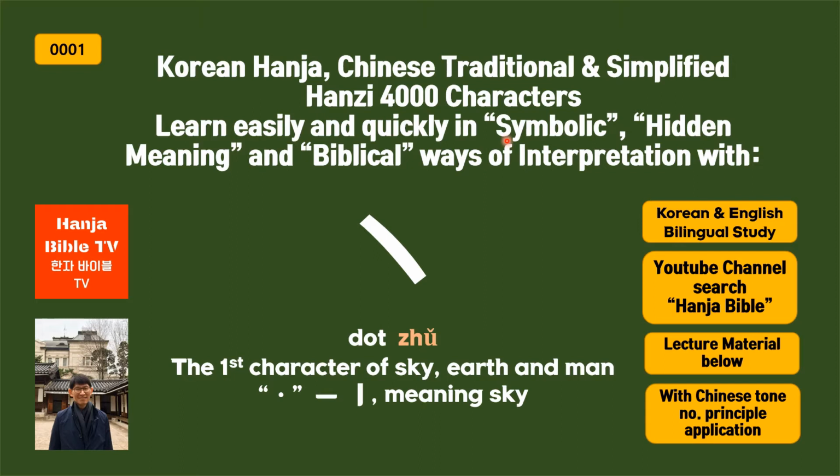I'm going to take the method of education that Korean ancestors have taken for their children, in a symbolic way, through the hidden meanings of each character and some biblical ways of thinking, as an interpretation method. Okay, the first character, dot, we are going to look at together.